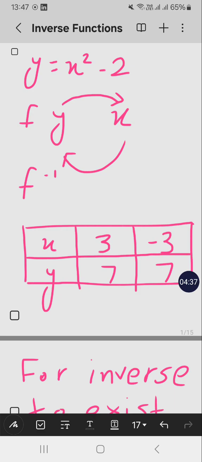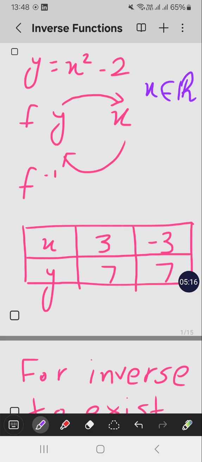because 7 can be the output of 3 or minus 3, because the domain of our original function y is equal to x square minus 2 is real numbers. I haven't written that. So the domain is x belongs to real numbers. And that's why I have taken both negative and positive inputs to the original function.